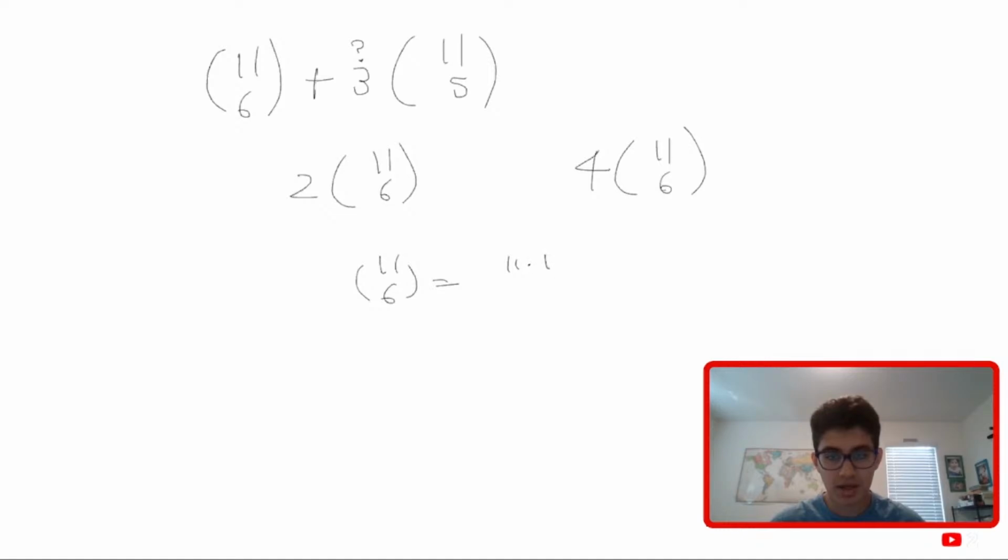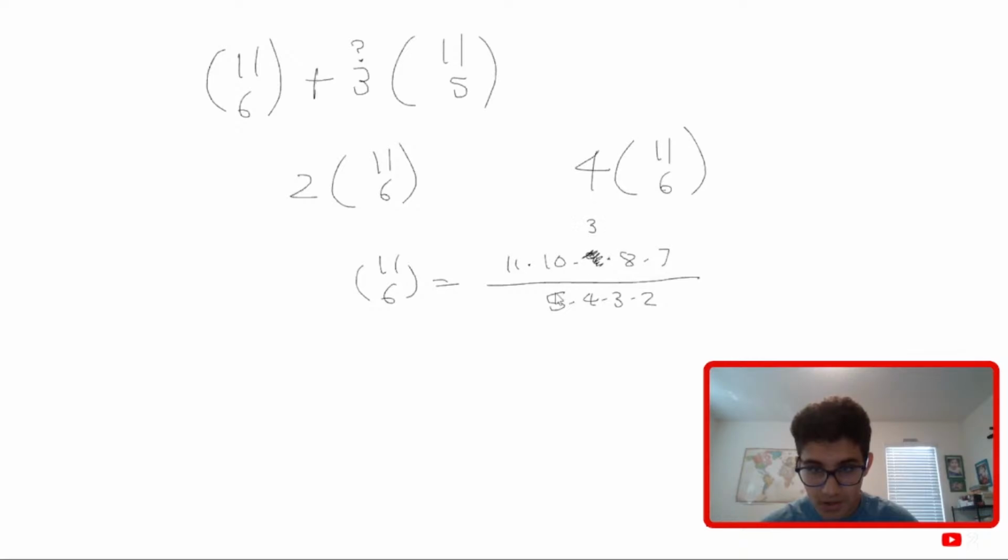11 times 10 times 9 times 8 times 7 divided by 5 times 4 times 3 times 2. So we can make this a 3 right away. We can just remove that completely. Make this a 2. So now there's a 3 here. Now there's a 14 here. So this is 42 times 11. So 462. So it's 462 times 2.